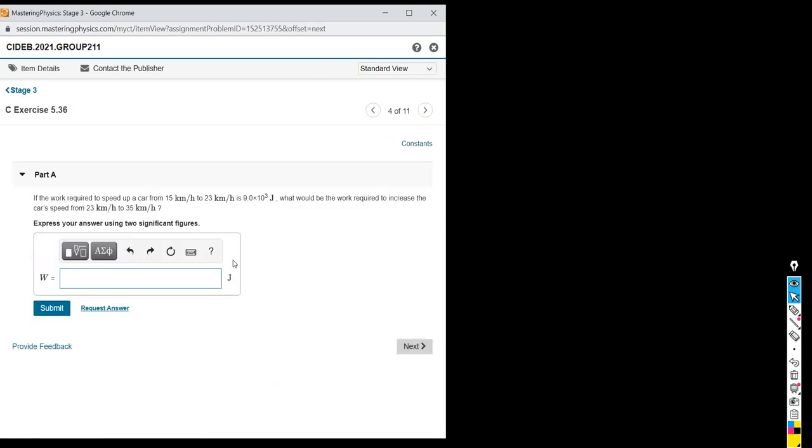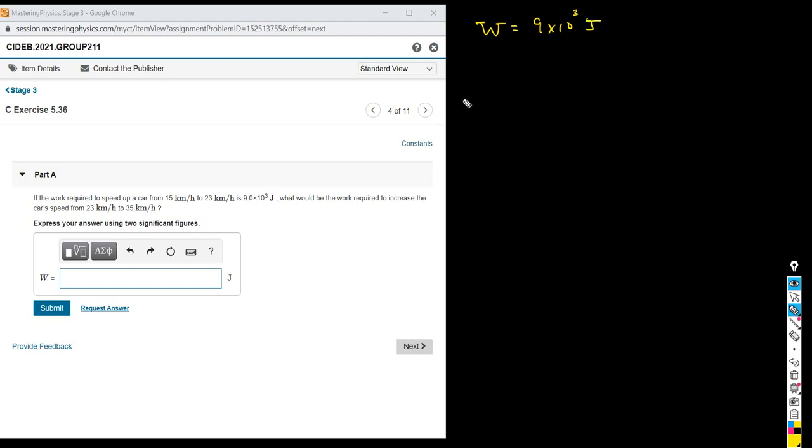We have the following. It's just one question. It says, if the work required to speed up a car from 15 kilometers per hour to 23 kilometers per hour is this much work, let me write that down, 9 times 10 to the 3 joules, 9,000 joules. What would be the work required to increase the car's speed from 23 kilometers per hour to 35 kilometers per hour? Okay, this one seems like a difficult problem.